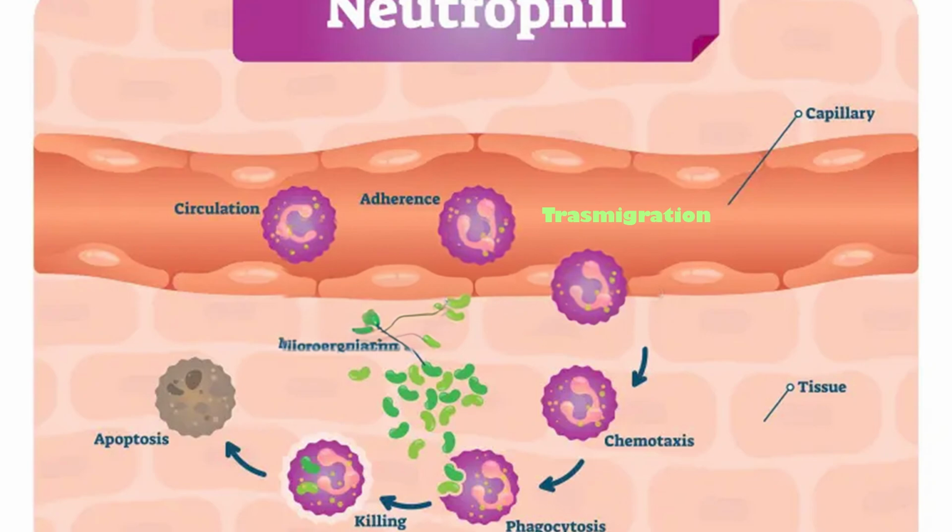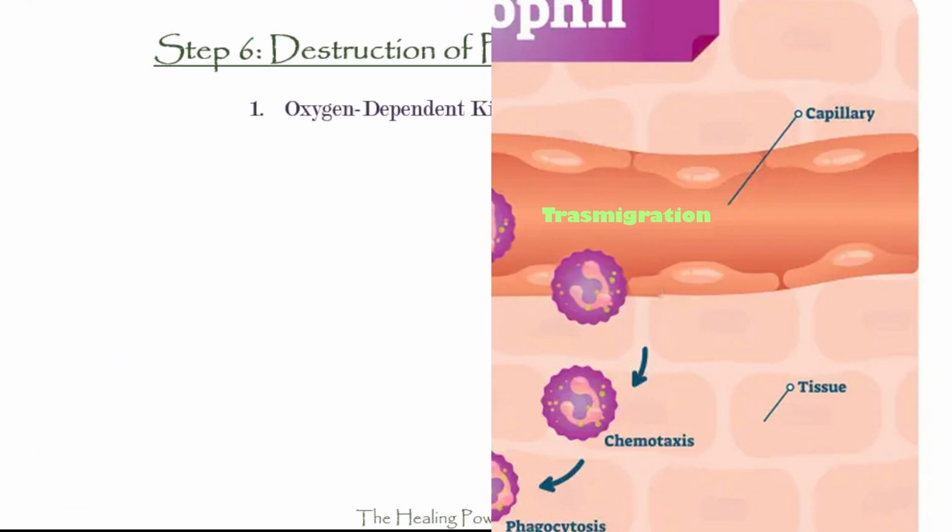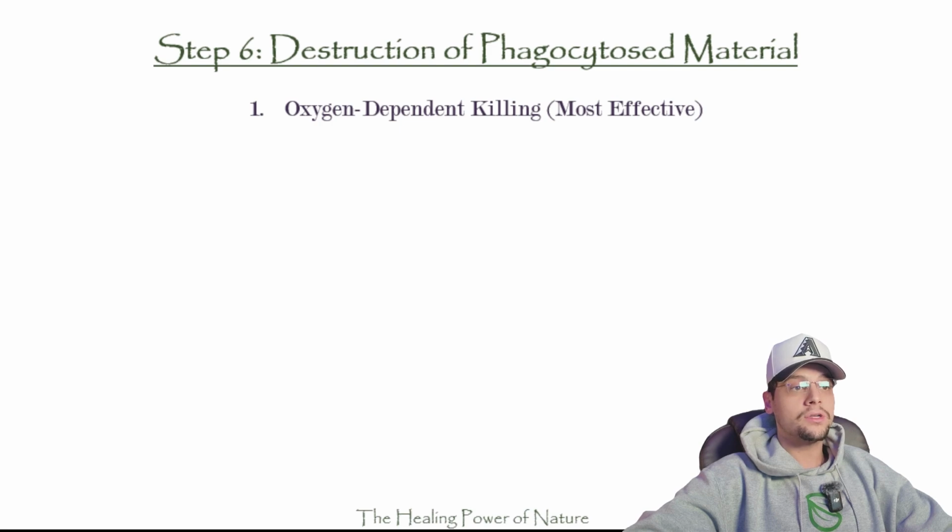So there's two different mechanisms. The first is the oxygen-dependent, which is the most effective. This is where the oxidative or respiratory burst generates reactive oxygen species, ROS, to kill microbes. This occurs in the phagolysosomes using NADPH oxidase, superoxide dismutase, SOD, and myeloperoxidase, MPO.